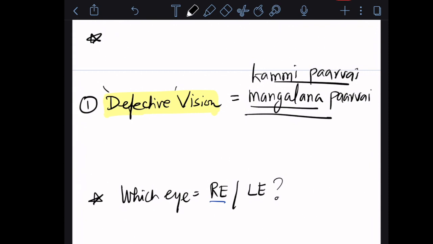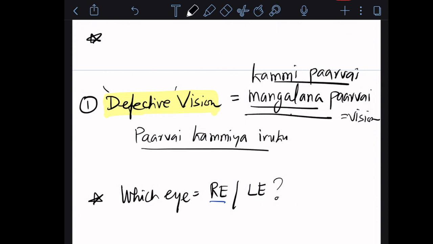So what does defective vision mean? It means mangalana. Mangalana means defective or reduced. Parvai means vision. So kammi parvai, mangalana parvai means defective vision. So you want to ask the question for the patient, or the patient might tell what his problem is. So he might say parvai kammiya irukku. We all know kammi parvai or mangalana parvai means defective vision. So you should understand that parvai kammiya irukku means I'm having defective vision. Okay, that is what it is. So parvai kammiya irukku illa parvai mangala irukku.